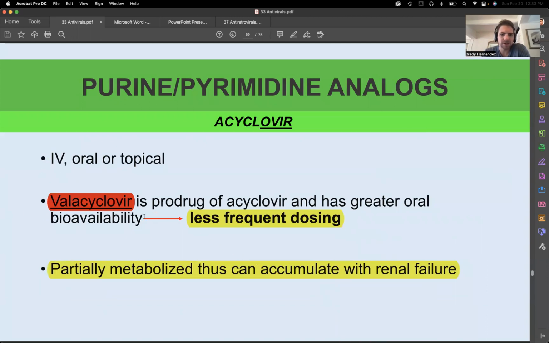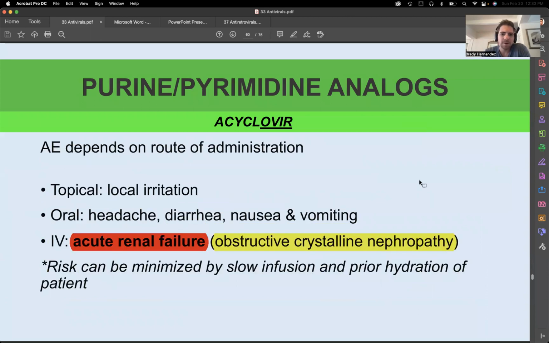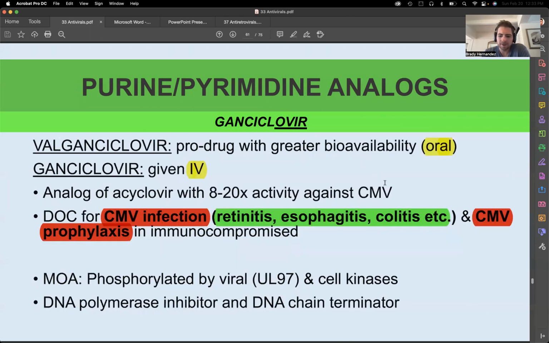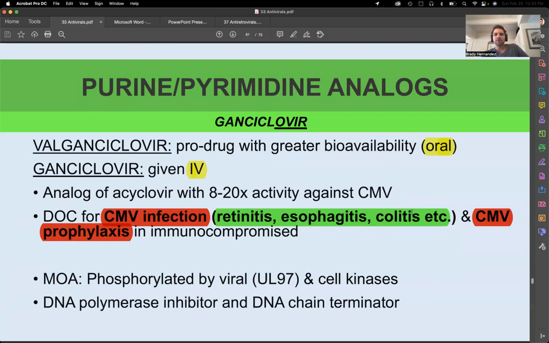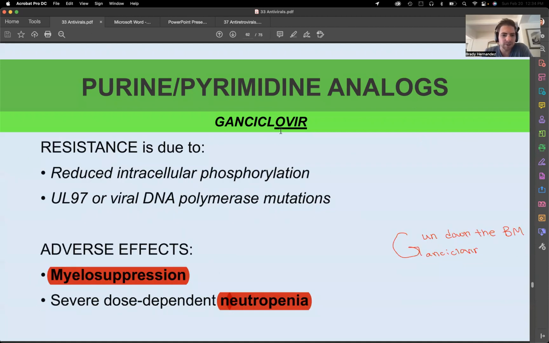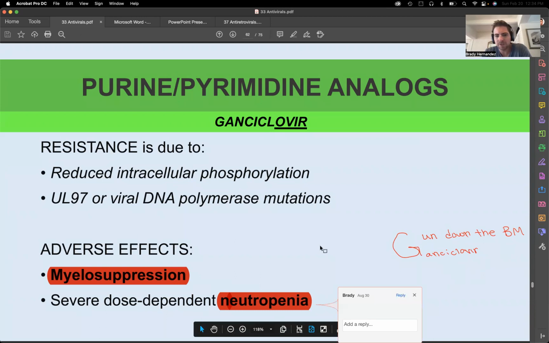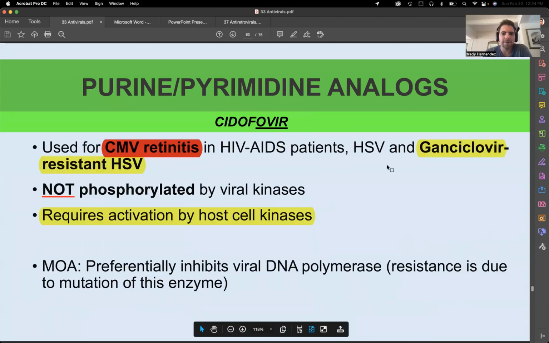Valganciclovir is a precursor, right? So it has a longer availability, it stays in the system. And renal failure is what you're worried about there. Specifically, they do ask about that. This came up on step questions: crystalline nephropathy, specific for acyclovir. Now, if you're looking for CMV, you're going ganciclovir, for infections like retinitis, esophagitis, colitis. Remember, you're looking at an immunocompromised patient, and ganciclovir or valganciclovir, which is the precursor for it, works. I think the mnemonic they use is gun down the BM, bone marrow, ganciclovir, so it can cause myelosuppression, even neutropenia. So check the blood work on that.